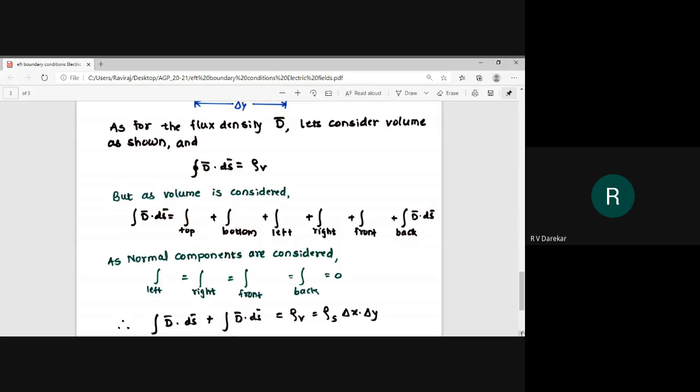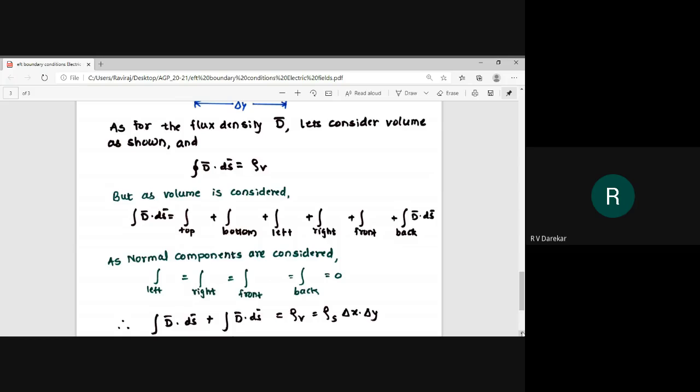Over there we had considered the single ABCD type of loop, in which we had considered H bar dot dl bar from A to B, B to C, C to D, and D to A, because over there we had considered the H bar component or electric field. It was related to intensity, and this is related to density.